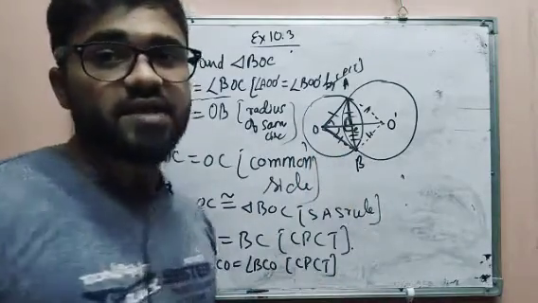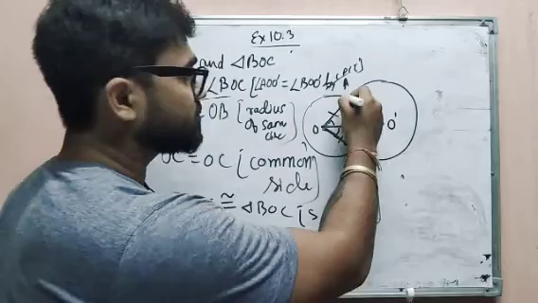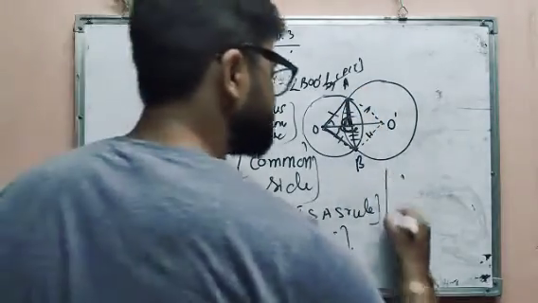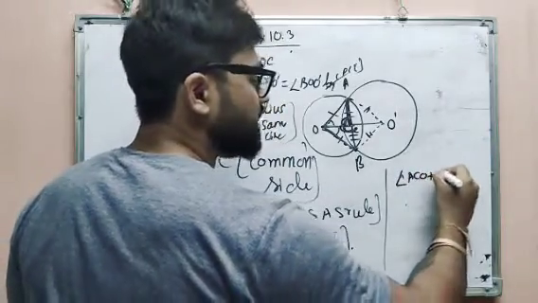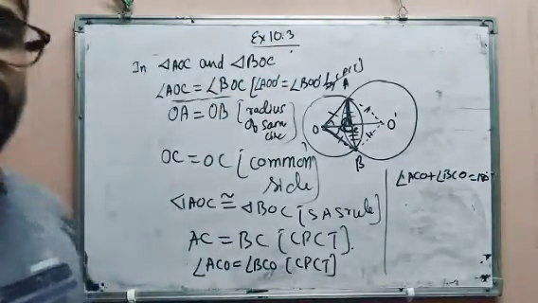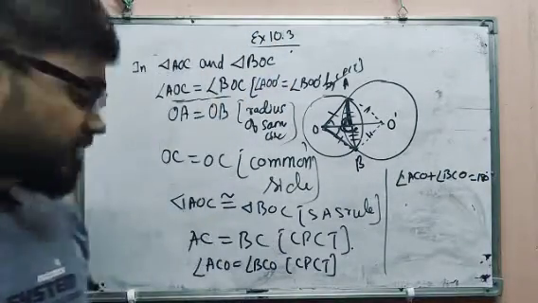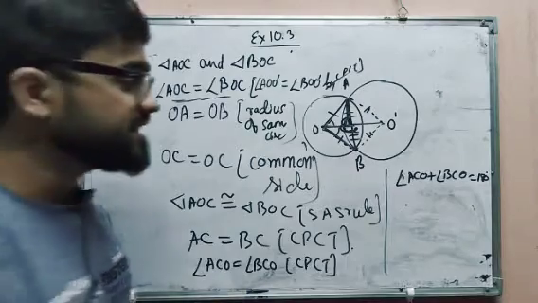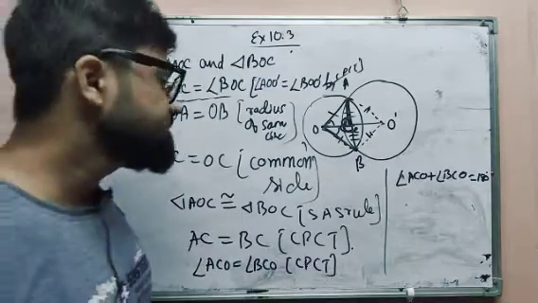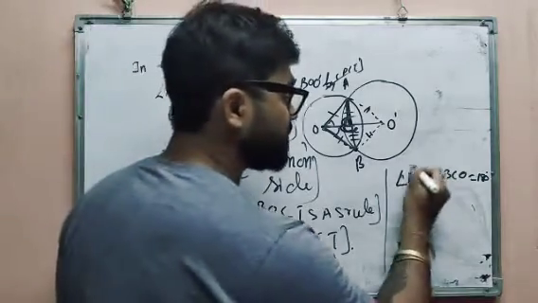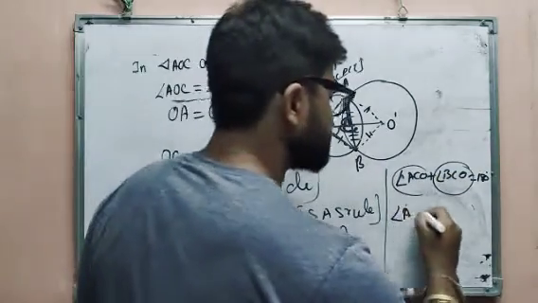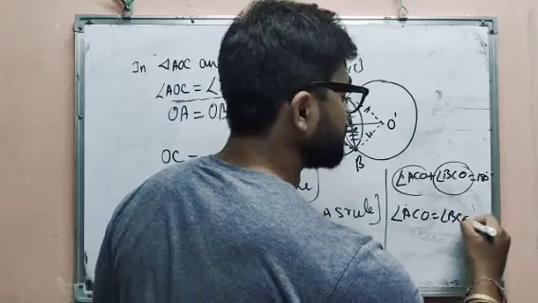Now ACO and BCO are equal. But if you see the diagram, these two angles form a linear pair. So angle ACO plus angle BCO equals 180 degrees. I have just proved that these two angles are equal, and their sum is 180 degrees. That means the value of each angle will be 90 degrees. So angle ACO equals angle BCO equals 90 degrees.